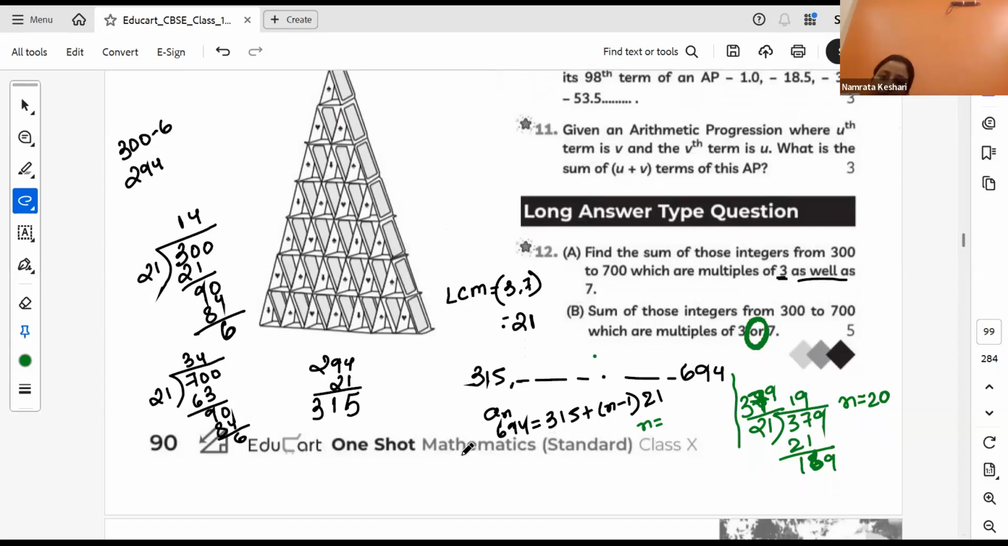694 minus 315, it's 379 divided by 21. We are getting not a whole number, we are getting a decimal number. That's why you are struggling, right? Yes, ma'am.